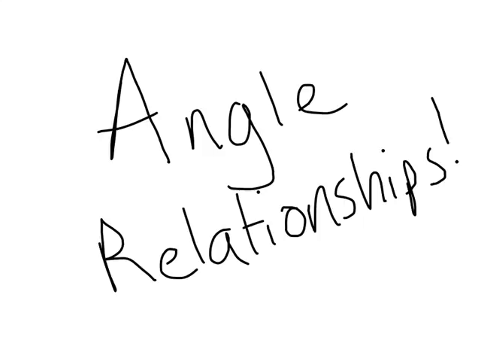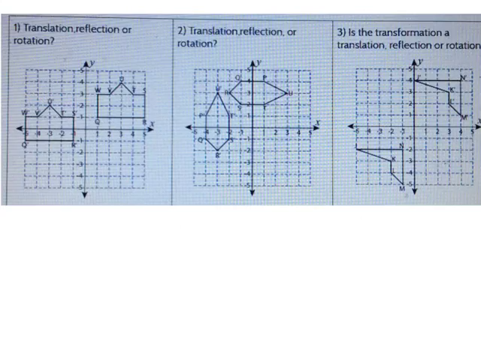Today we're going to review angle relationships for the last time. We're going to look at triangles and parallel lines when they're put together and solve for missing angles. Let's get started. Look at shape number 1.